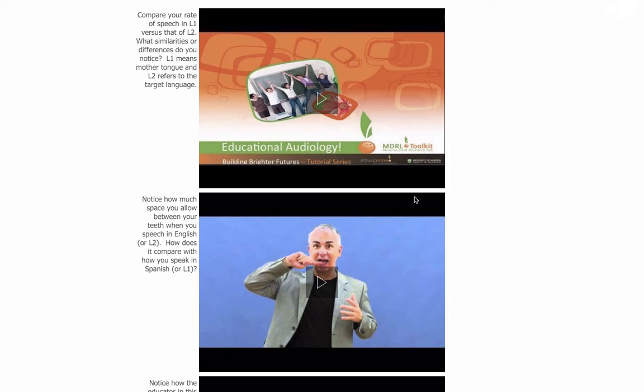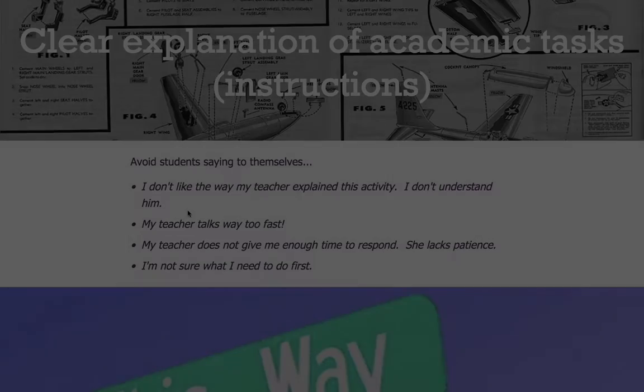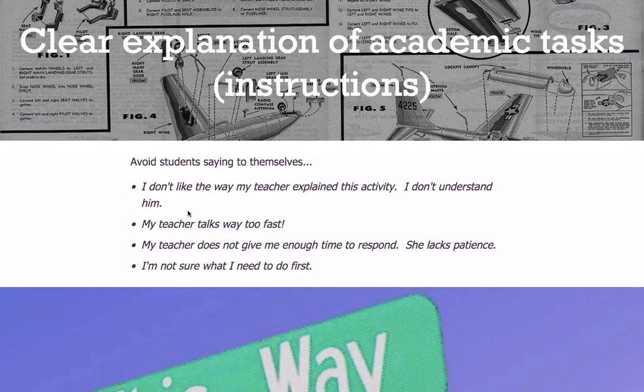In fact, that was one of the main points we wanted to get out of some of our classroom activities, where we were practicing giving instructions for a performance task, making sure our instructions are very clear and that we're using repetition and slowing down what we have to say. We don't want our students to say, I don't like the way my teacher explained this activity, or I don't understand what he's saying, my teacher talks way too fast, my teacher does not give me enough time to respond.